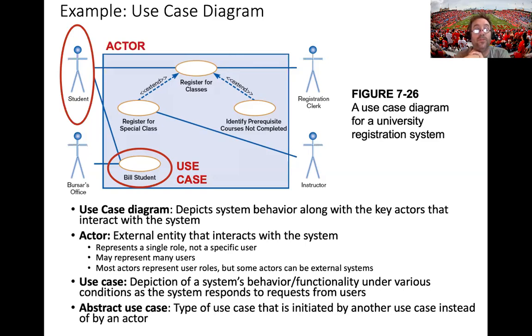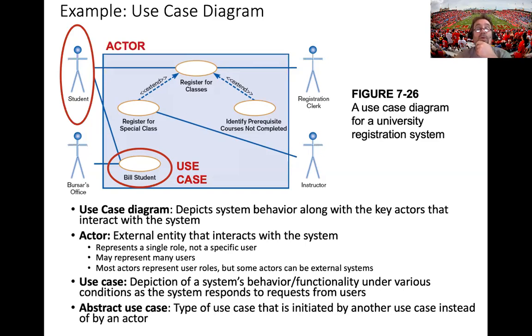We also have this thing called an abstract use case, a type of use case that is initiated by another use case instead of by an actor. And we have 2 here: register for special class and identify prerequisite courses not complete. We'll get to those in a little while. So this is a use case diagram for a university registration system.